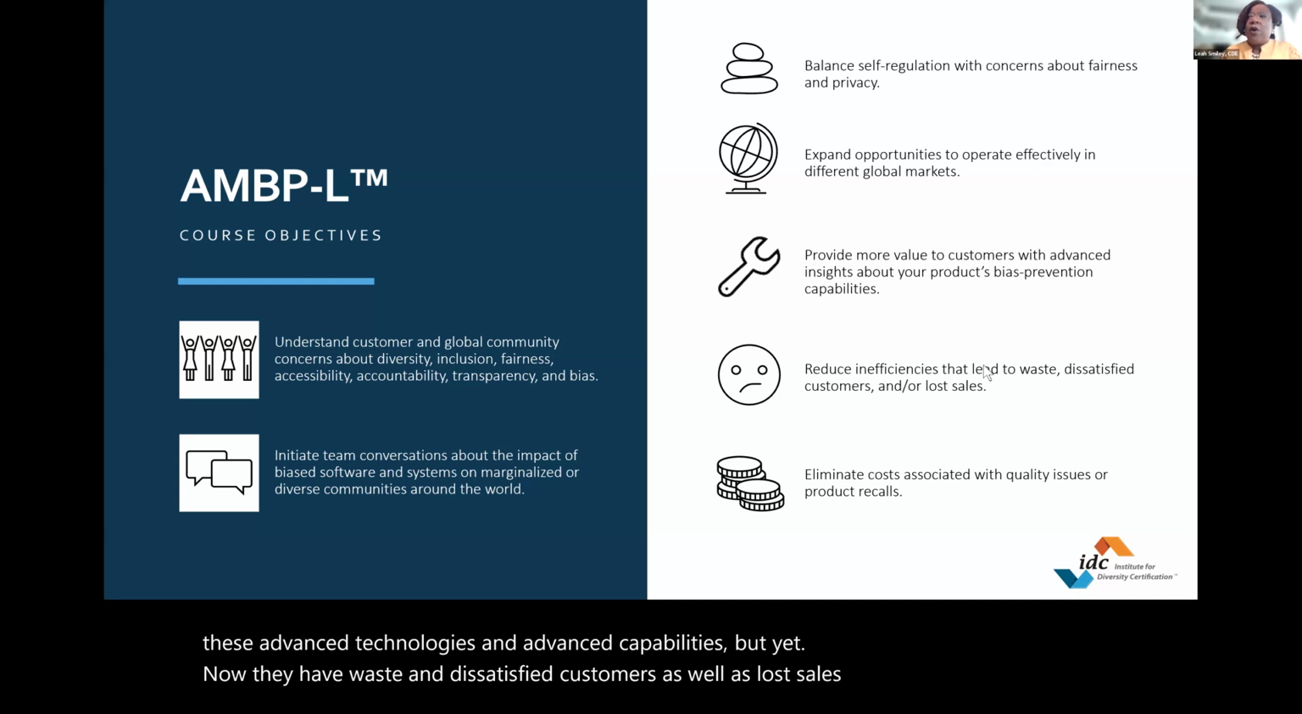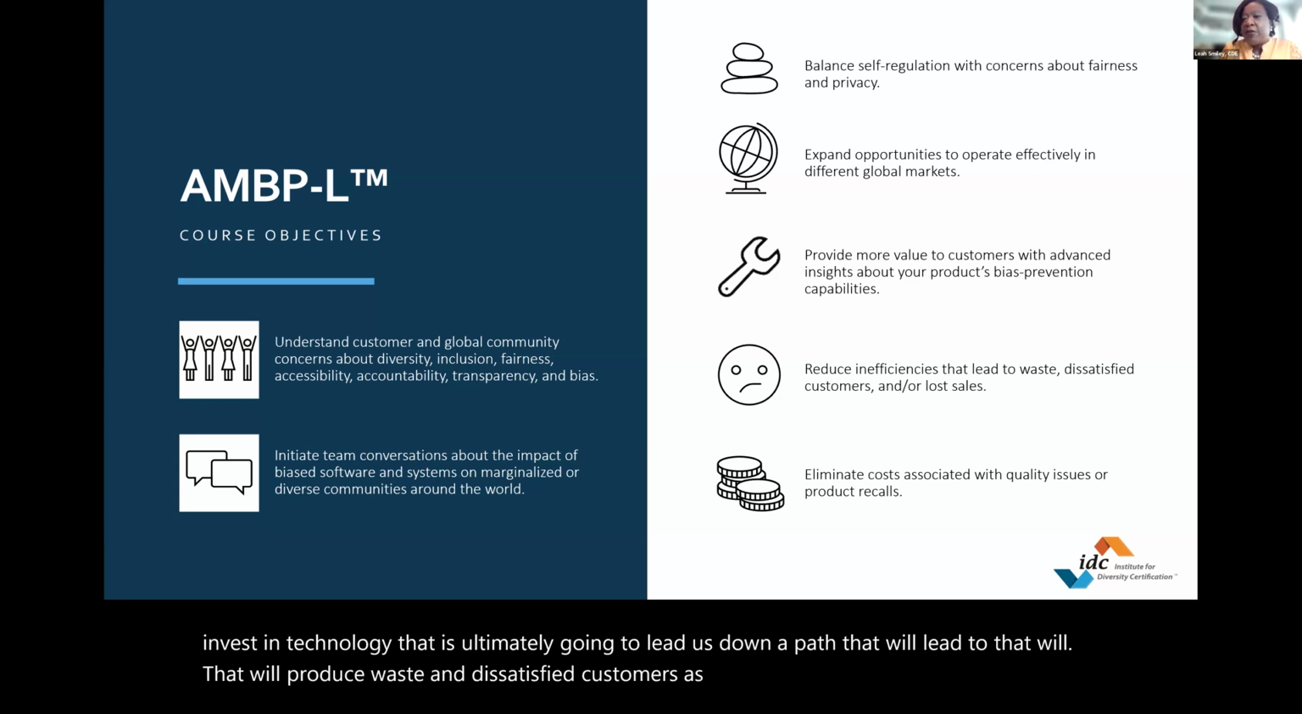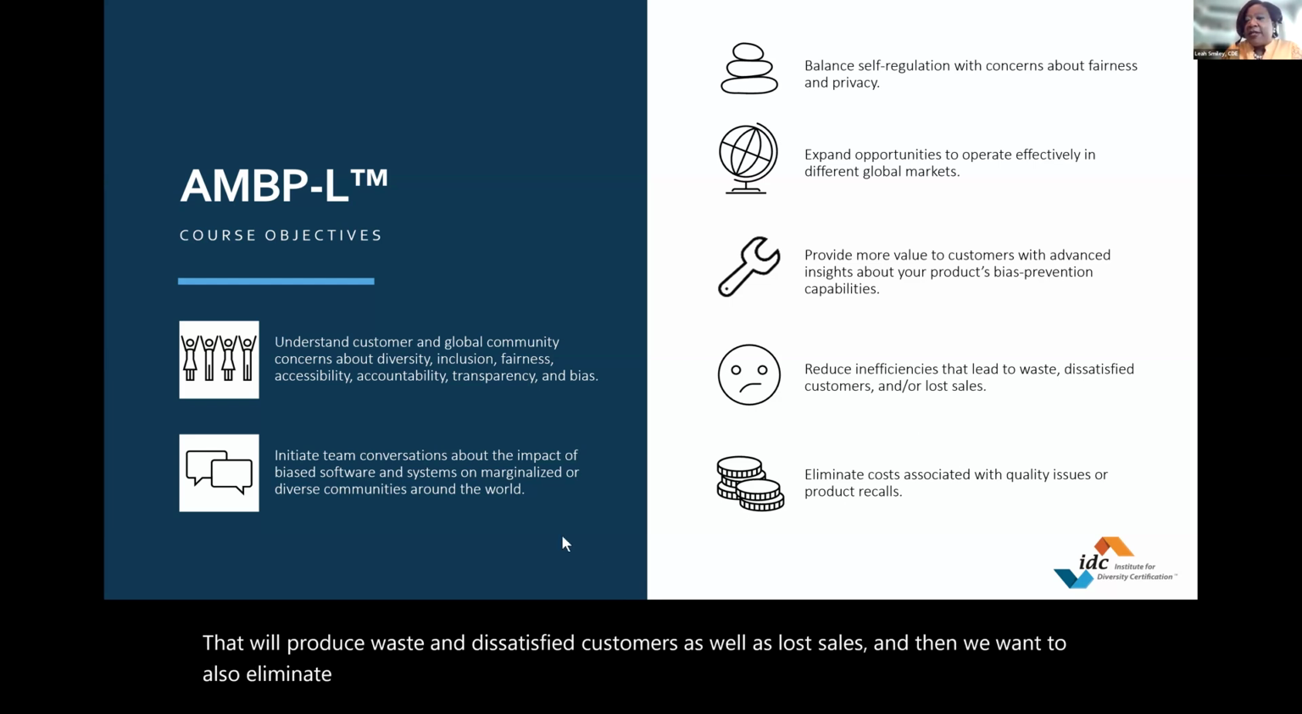So we don't want to invest in technology that is ultimately going to lead us down a path that will produce waste, dissatisfied customers as well as lost sales. And then we want to also eliminate costs associated with quality issues or product recalls, right? Or downtime.